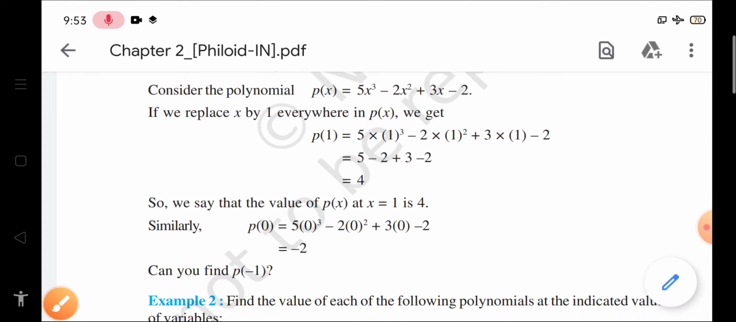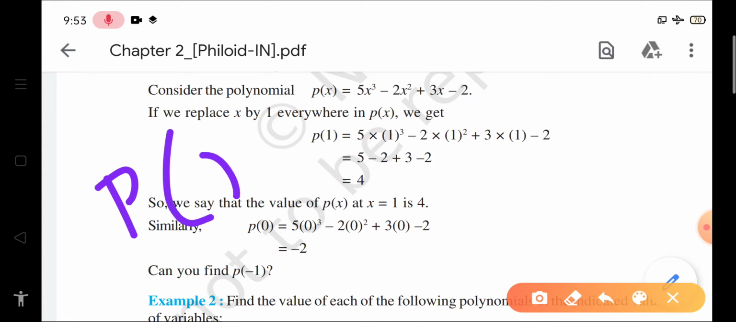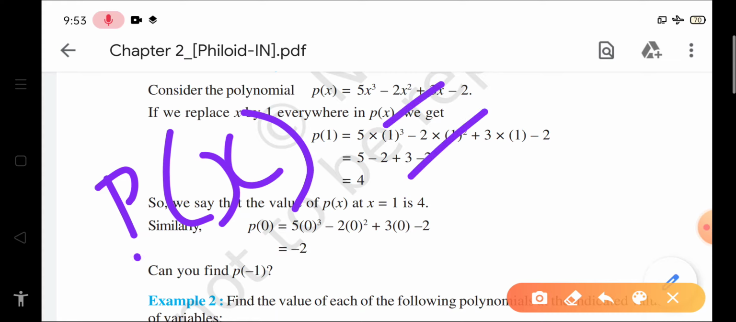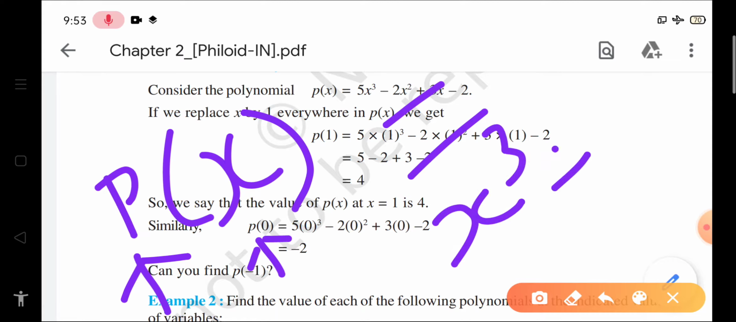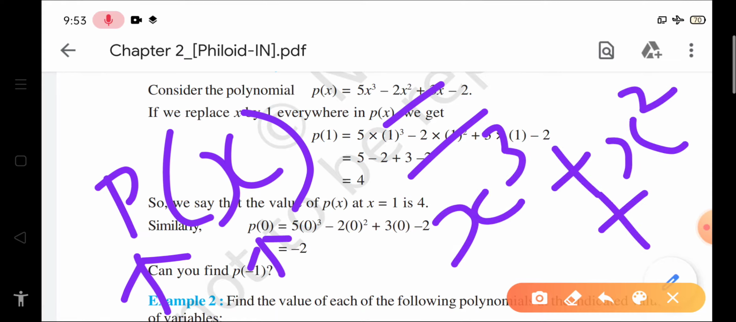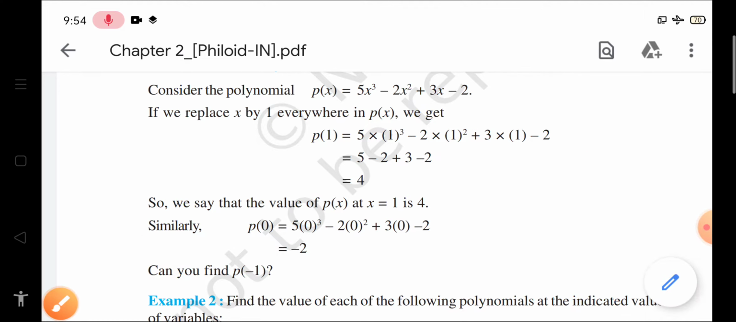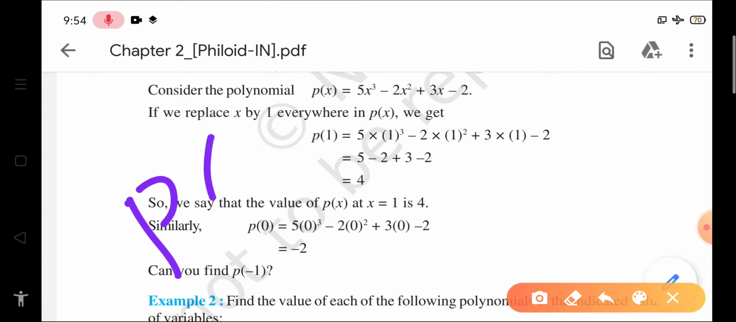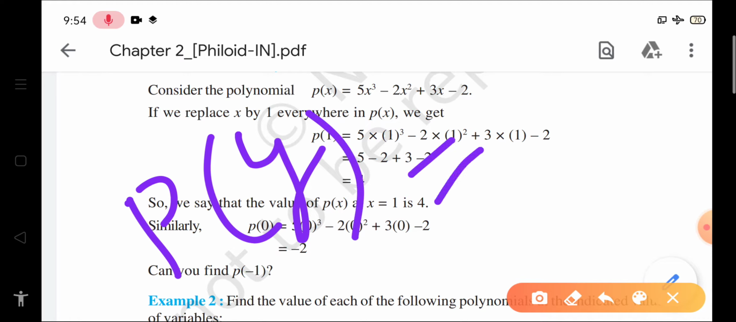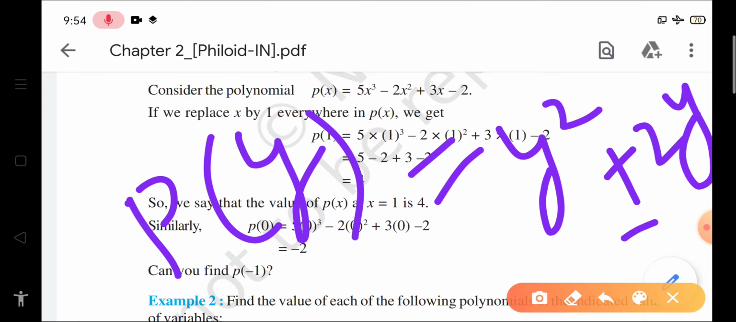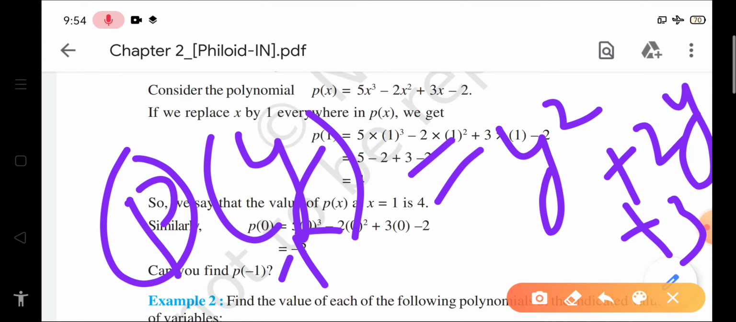If any polynomial is given, you will write it as p(x). P stands for polynomial and x stands for the variable x. If x is written here, it means that all the terms in this will be written in the form of x. If a polynomial is written as p(y), you will write all the variables in the form of y. So this is the meaning of the polynomial and it represents its variable.